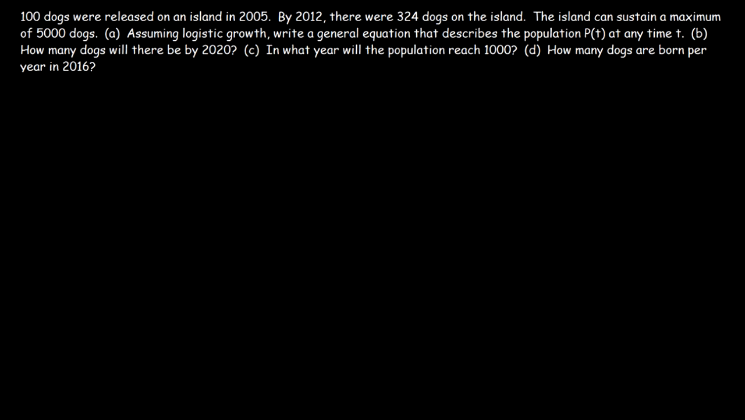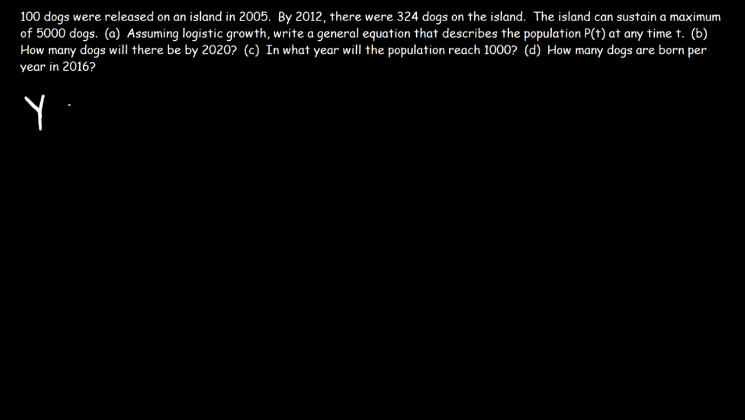Now let's work out a problem. 100 dogs were released on an island in 2005. By 2012, there were 324 dogs on the island. The island can sustain a maximum of 5,000 dogs. Assuming logistic growth, write a general equation that describes the population P of t at any time t.